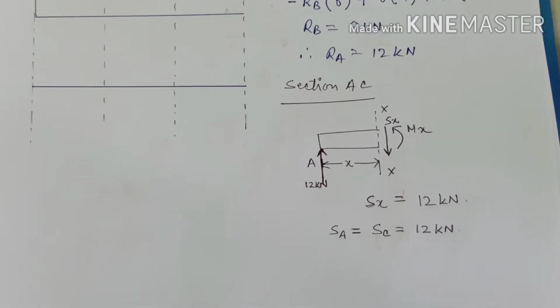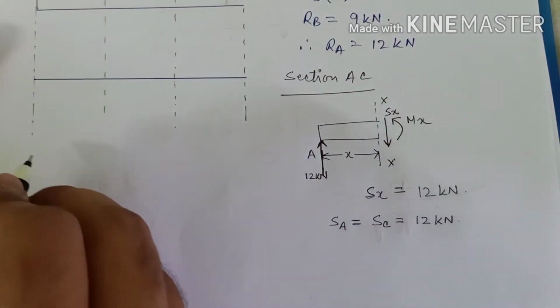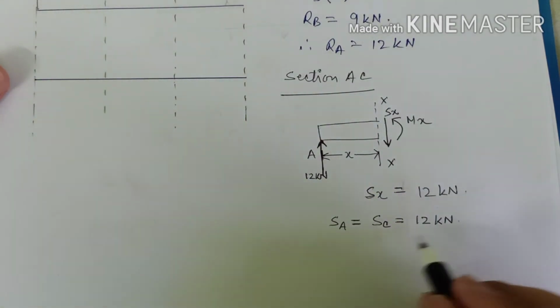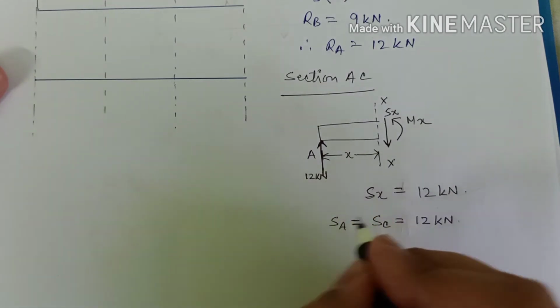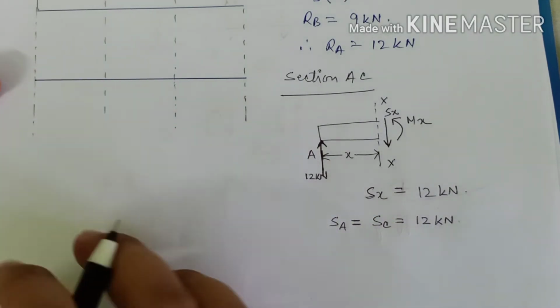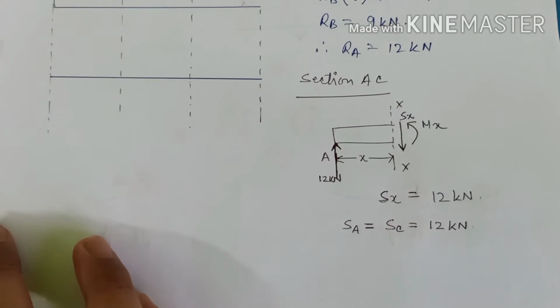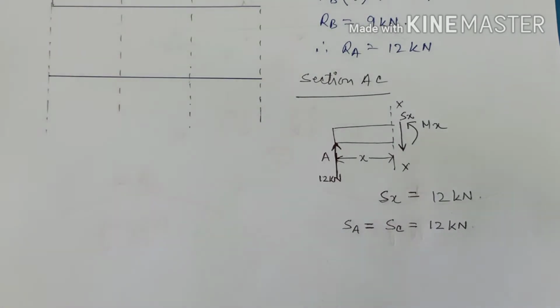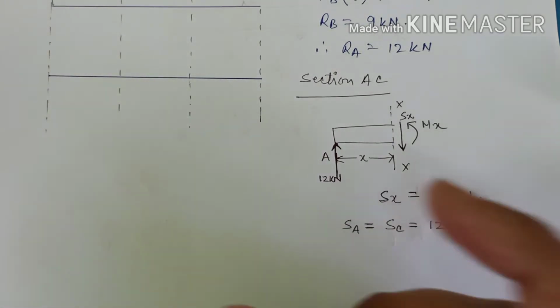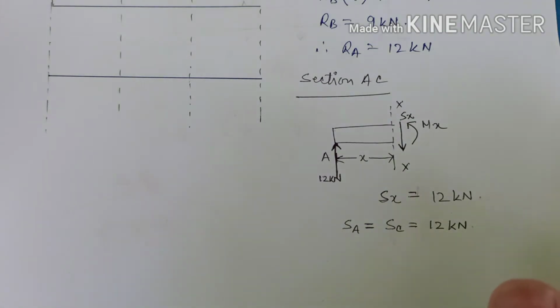Now let us come to the bending moment. It is very interesting. Now this was the calculation of shear force. Now let us come to the calculation of bending moment. So for bending moment, you can have two approaches. One is the normal sign convention, and one is the sagging hogging approach.